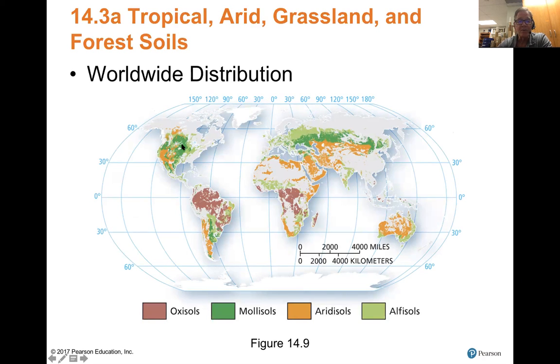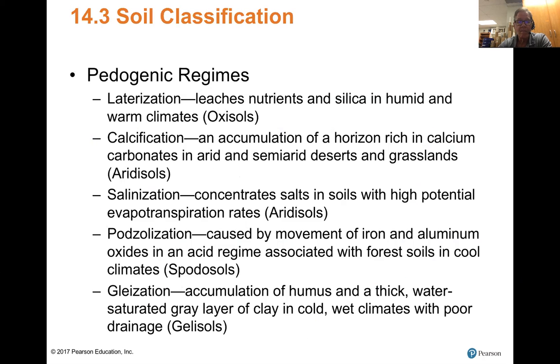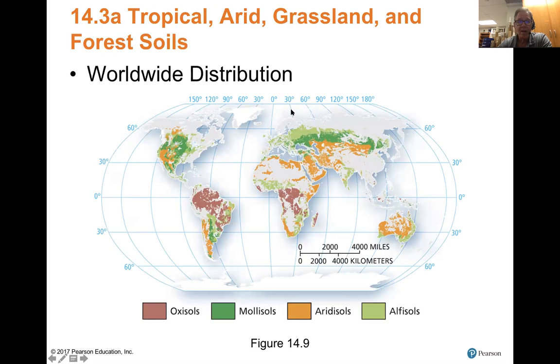The Mollisols, which are right here. So these are the ones that you'll find in your tropical arid grasslands and forests. Again, not in your deserts there, of course, because of the lack of moisture. So Mollisols, Alfisols, and then your Oxisols.